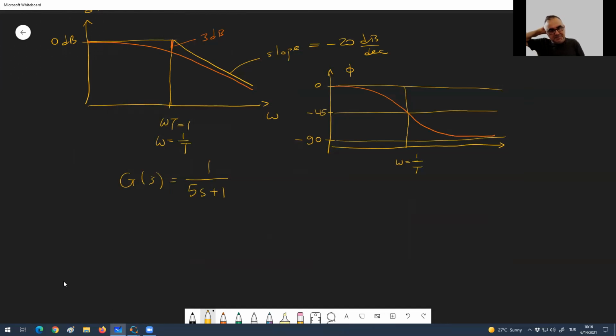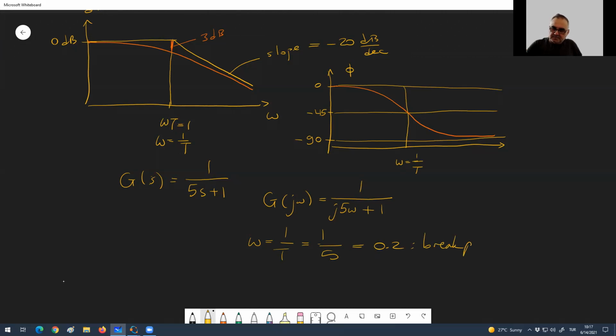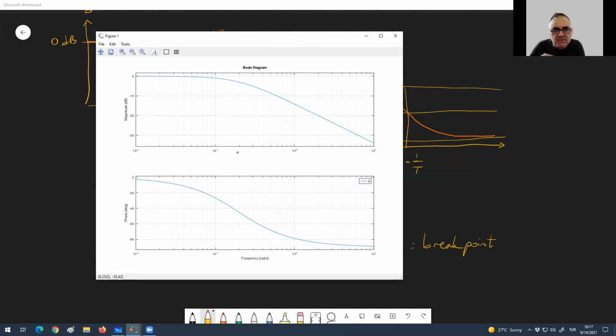Yes. So G of j omega here is 1 over j 5 omega plus 1. So omega equals 1 over 5 is the breakpoint. And if we look at it here in our figure, you start from 10 to the minus 1. I cannot draw here, can I? No. But here is your breakpoint.